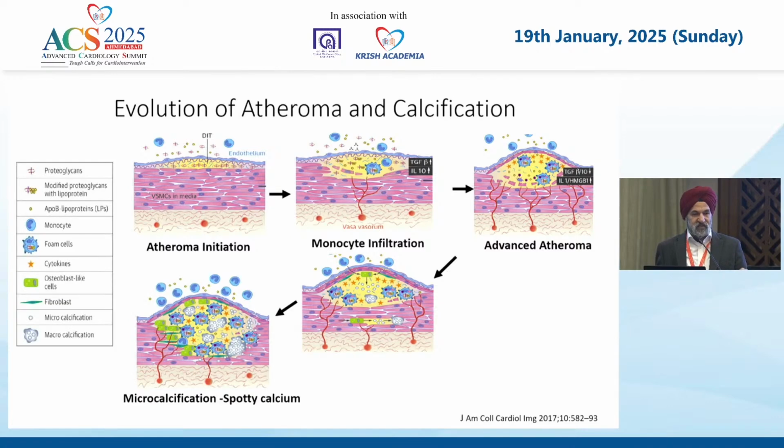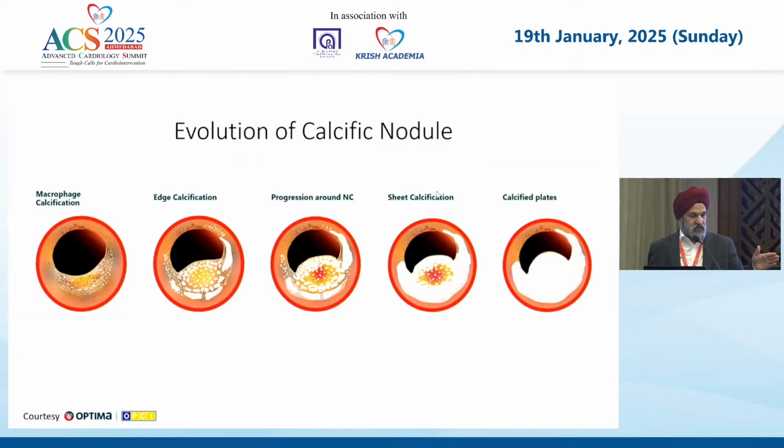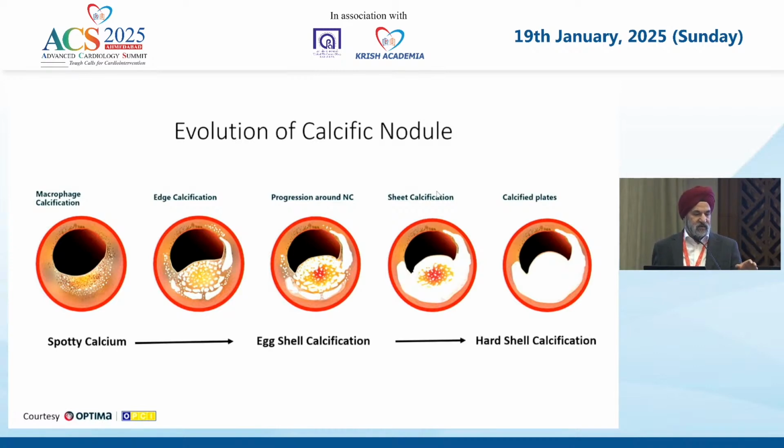What happens is that some vesicles are left behind which have not been taken up by these macrophages, where hydroxyapatite gets deposited, and that leads to microcalcification. As this microcalcification grows, it becomes macrocalcification. So in effect, as you can see in this slide, it all starts with spotty calcium, which becomes an eggshell calcification, and later it becomes a hard shell calcific nodule.